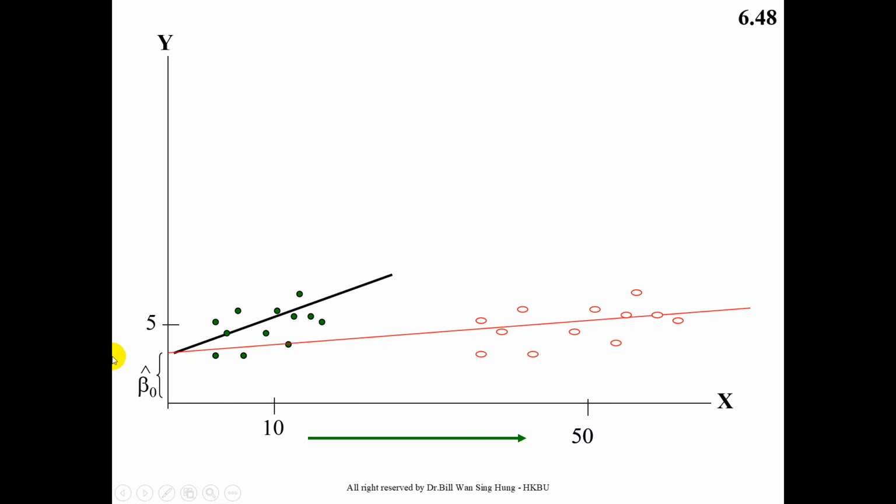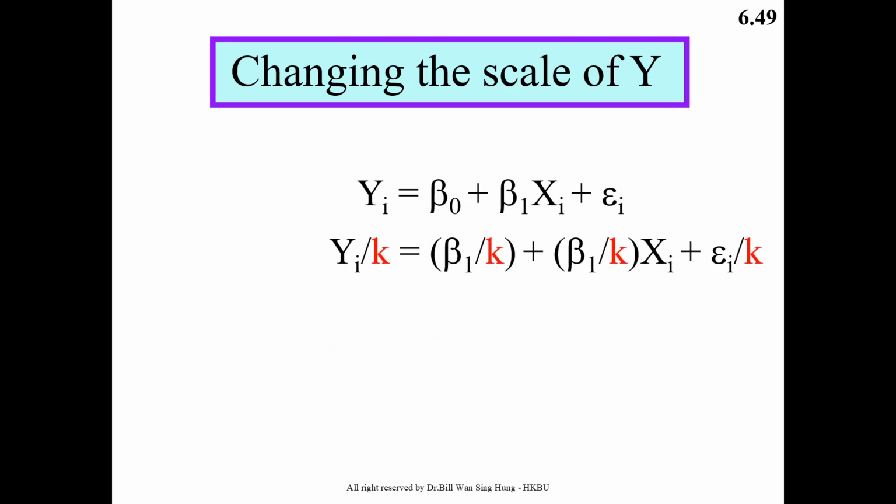So one is this and one is this. The intercept remains the same, but the slope of the line will change because of the change in scale of the x variable. But if we only change the scale of y, then we have yi divided by k. yi is equal to beta naught plus beta 1 xi plus epsilon i, and here we don't divide xi by k, so we only change the scale of y.